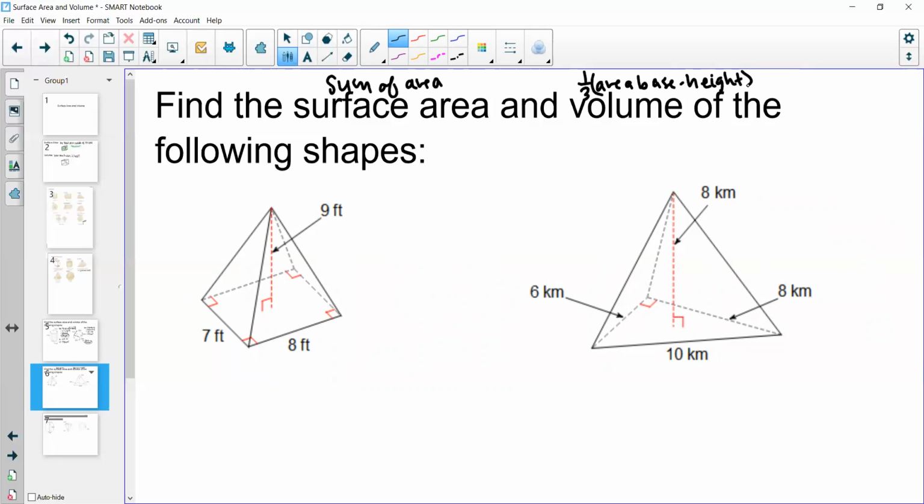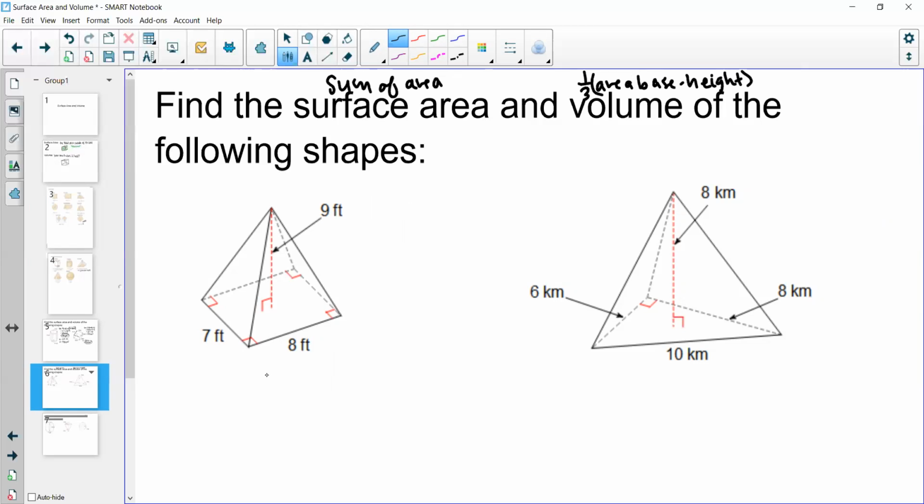Okay, so let's figure out what these are. So finding the sum of the areas, let's start with this first one here. Our surface area is going to be, well, the area of our base is a 7 by 8. So that's 56. And then we want to find the area of our triangles here, and we need this length right here. So we actually can't find the surface area of that shape there. But let's hop right into finding the volume.